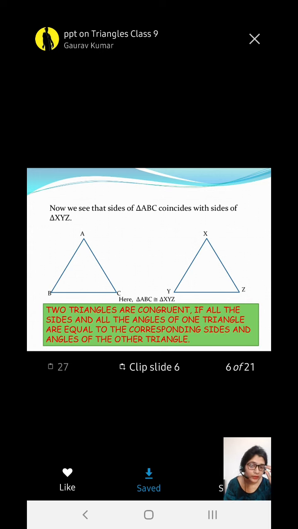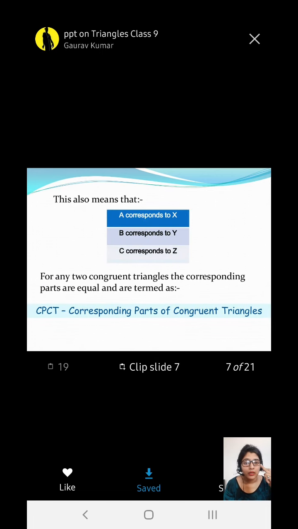Now we'll see what is there in the green box. It's written: two triangles are congruent if all the sides and all the angles of one triangle are equal to the corresponding sides and angles of the other triangle. So this shows us that if all the sides and all the angles of two triangles are equal, then these two triangles are congruent. For sure they will be congruent. Let's go to the next slide.